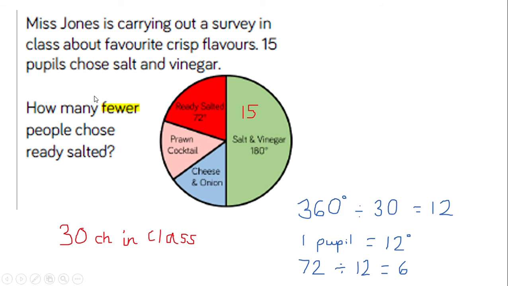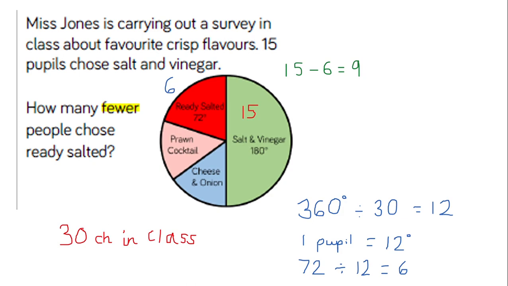Let's look back at the question. How many fewer people chose ready salted? So what I have to do there is I have to take that 6 children away from my 15 children that chose salt and vinegar, and that leaves me with an answer of 9. Okay, the answer to that question was 9.